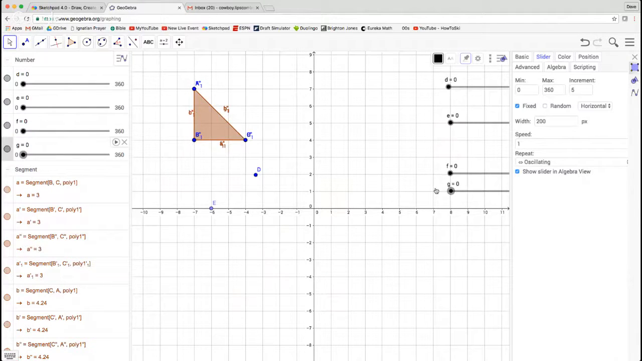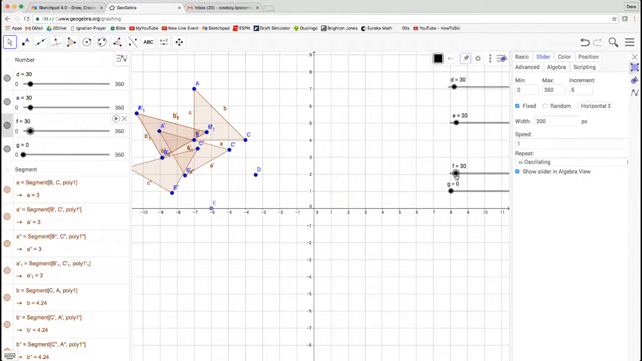Okay, so now we're going to go 30 degrees around point D, and then 30 degrees around point E. Now I'm going to do 30 around E and then 30 around D. And you'll see they're different. And that's kind of a mess.